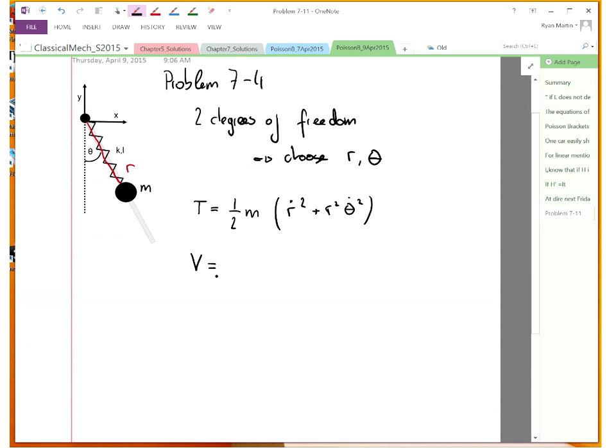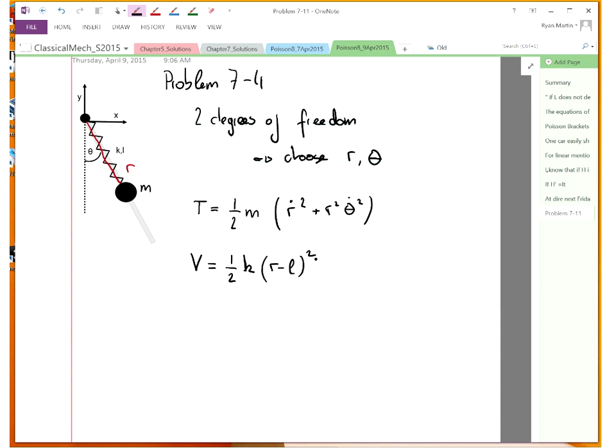I'm also going to write the potential energy. The potential energy has two terms in it. So the first term is going to be a spring energy. So the spring has a rest length of L. So the amount that the spring is stretched or compressed is r minus L. And so the potential energy from a spring is a half k times the compression length squared.